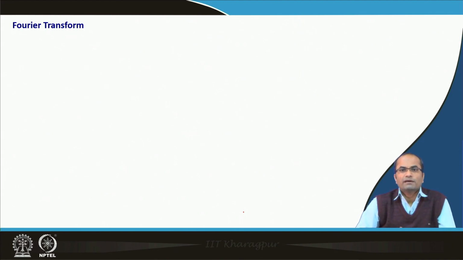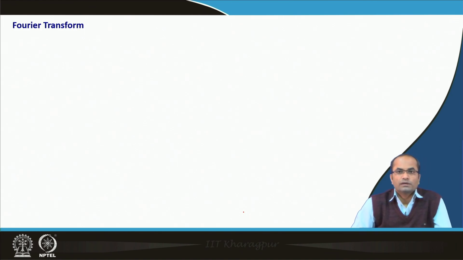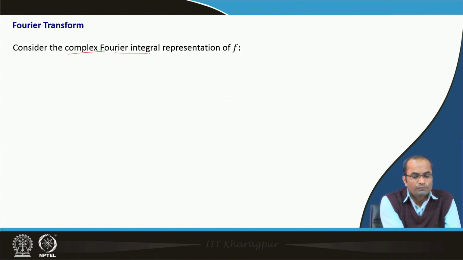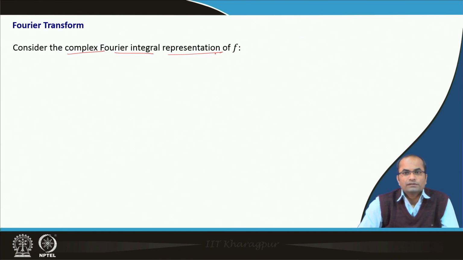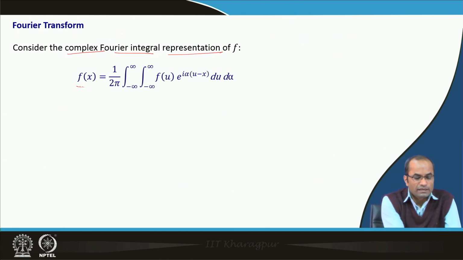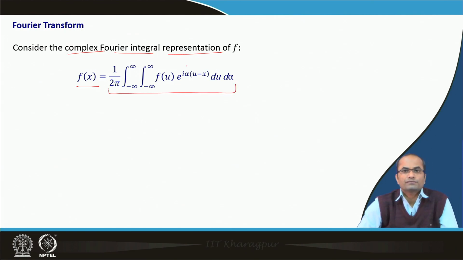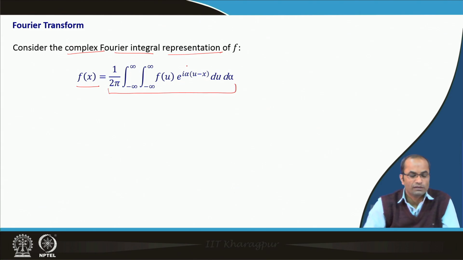In the previous lecture, we have already introduced the so called Fourier cosine transform and Fourier sine transforms, and now we will introduce the Fourier transform. Here we have to consider the complex Fourier integral representation, which we have just discussed, which is f x equal to 1 over 2 pi, and we have taken the positive sign, but one can work with the negative sign as well. So, we have minus infinity to plus infinity, here also minus infinity to plus infinity, and then we have f u e power I alpha u minus x du d alpha.